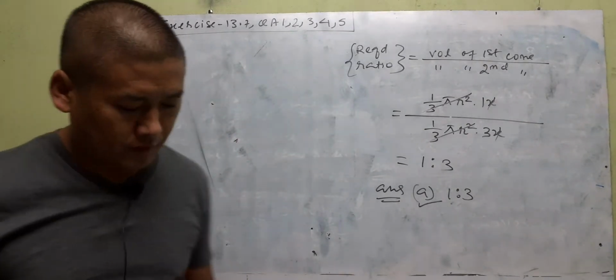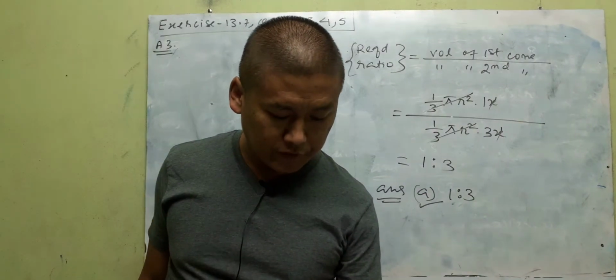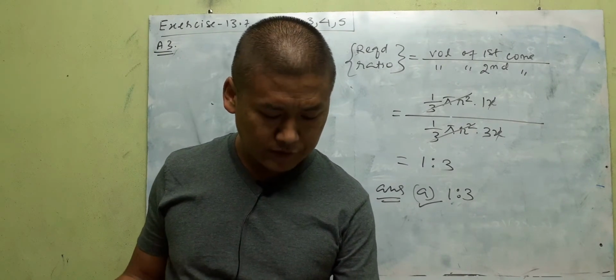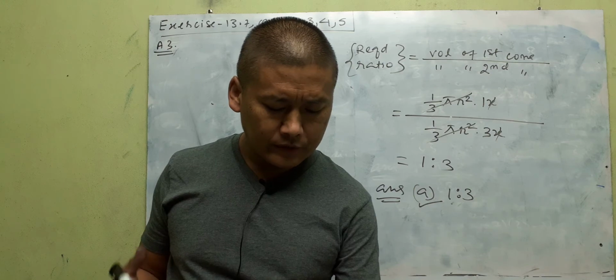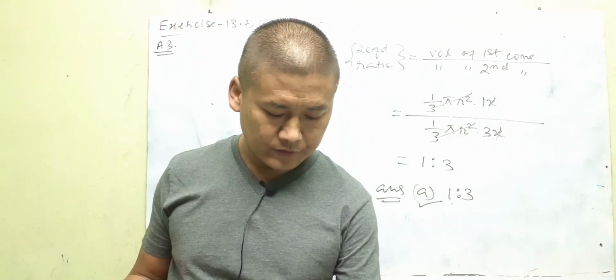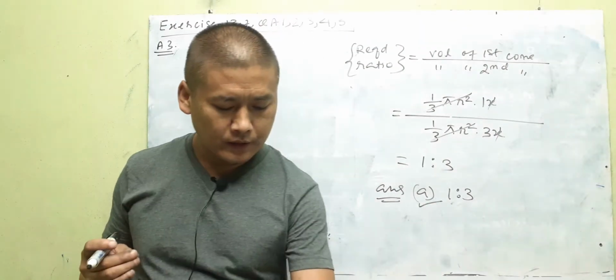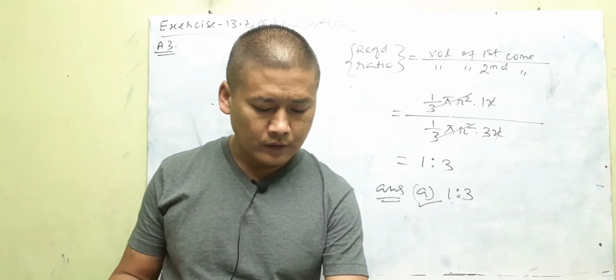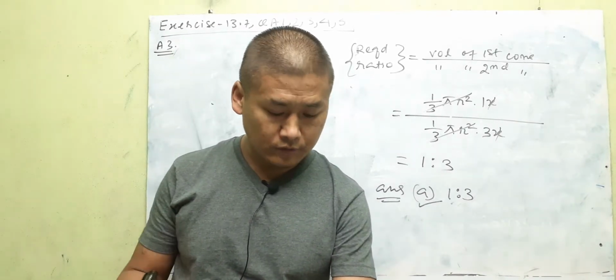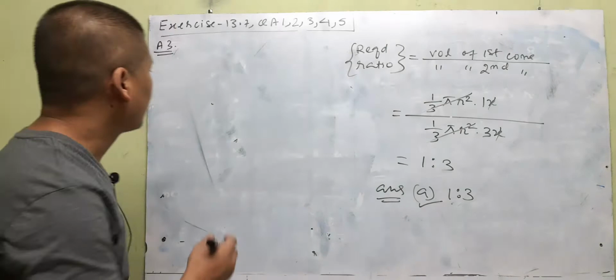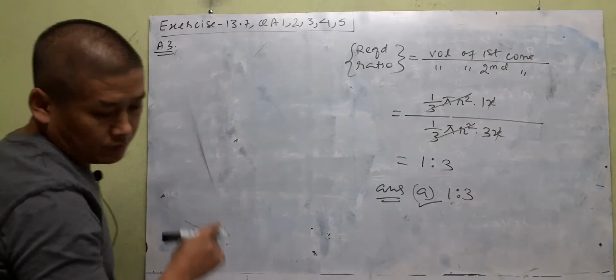So let me read the question for us. If the radius of a cone is increased by 100%, just listen carefully, it's quite easy, and height is decreased by 50%, then the ratio of the volume of the new cone to that of the original cone is what?